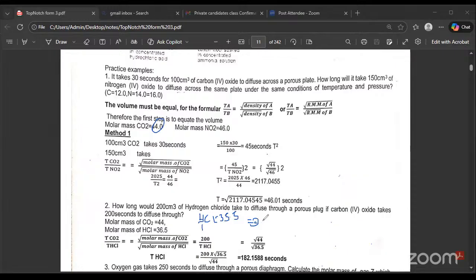That is where we are getting the 36.5. Now, the time of CO2 over the time of HCl is equal to the molar mass of CO2 over the molar mass of HCl. See again, HCl is below here and HCl is below on the other side, CO2 is on top and CO2 is on top. Remember, when you are talking about the time, the volumes must be what? The volume must be equal.